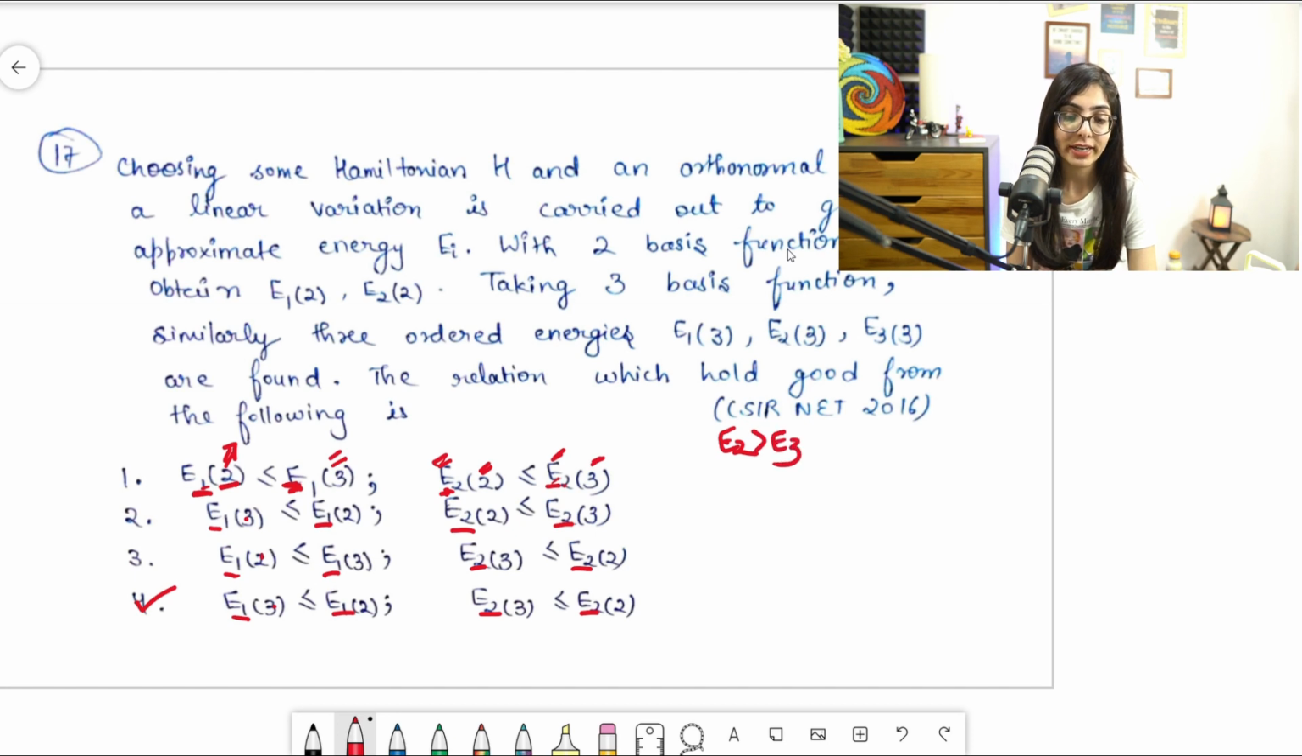So if I take the trial wave function, here in brackets the trial wave function numbering is given. In the first option, can you see that second is less than third, which is wrong? I can directly say wrong, because the second's energy will be greater than the third. So it will be wrong. Coming to the second part, E2 will be greater than E3. Here 2 is greater than 3. And in the next part, again 2 is less, so it is again wrong.